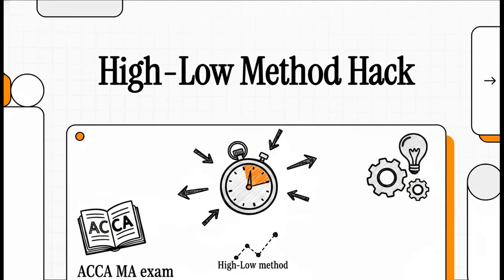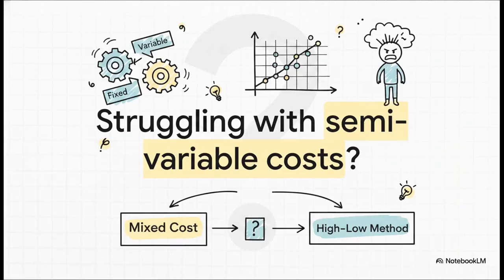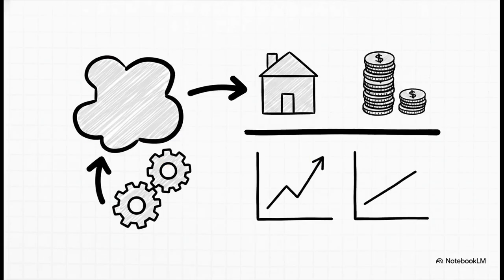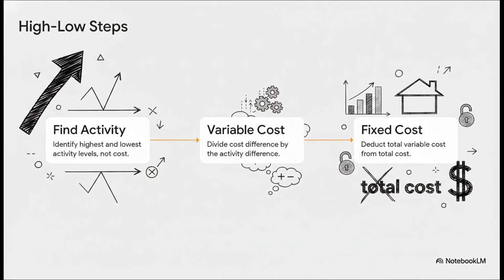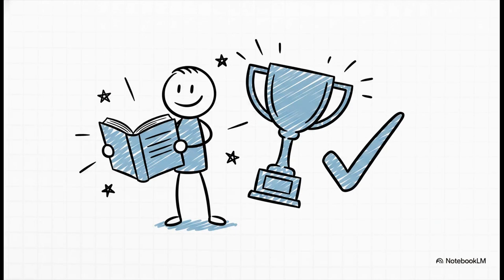Okay, let's jump right into a rapid-fire ACCA MA exam hack for mixed costs. Struggling to separate semi-variable costs? Yeah, those mixed cost exam questions are literally the worst. Here's the hack. Separate fixed and variable costs by dividing the cost difference by the activity difference. But major warning here, always pick your data based on highest activity, never highest cost. Don't fall for that trap.